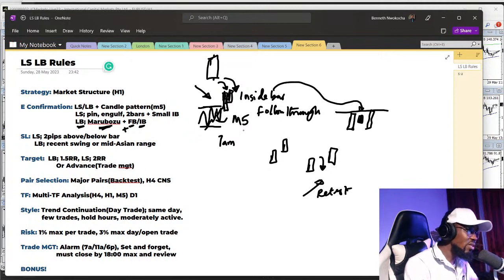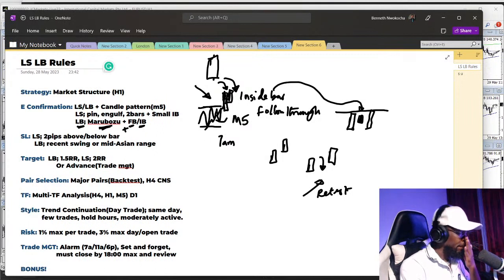And then your target is what? Target is 1:5 for the London break. For the London sweep, your target is 2 RR, so your reward is 2 and your risk is 1. Take note of these things, guys. So this is your entry for the breakout.